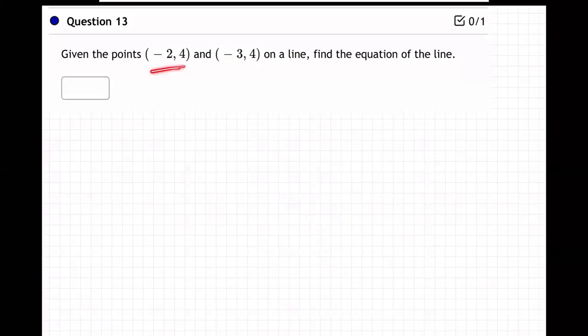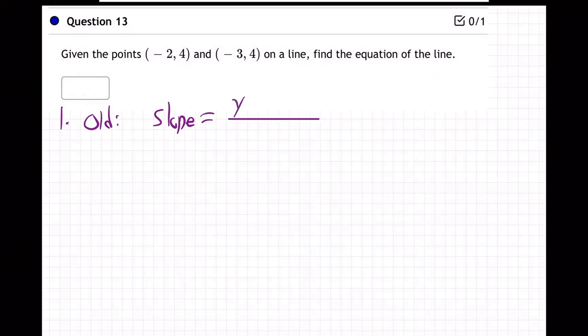Okay, on this problem, we have these 2 points on a line. Find the equation of the line. So we know how to do it. This is step 1. We find the old slope formula, which says slope equals y2 minus y1 over x2 minus x1.